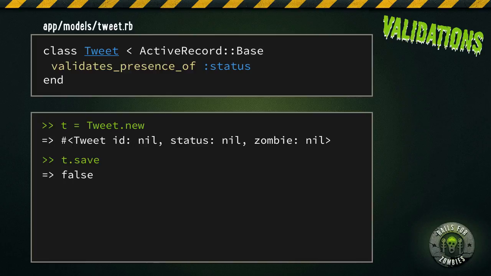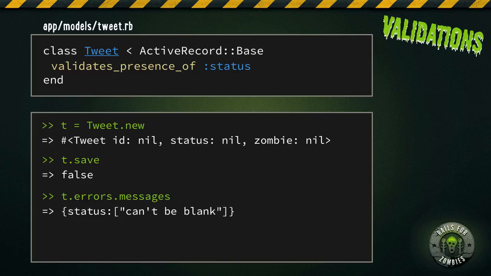To figure out what went wrong, we can run t.errors.messages, and it's going to return a hash with values that show us what went wrong. To print out just this error message, we could access the string inside of this hash by writing t.errors[:status] and specifying we want the error in the 0 position because it is an array. See those brackets?